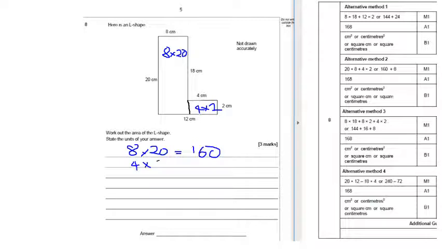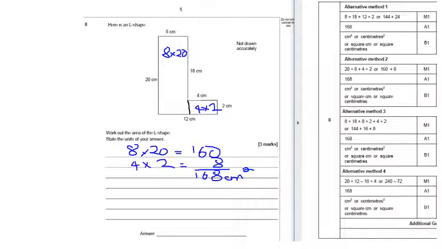4 times 2 equals 8. Answer 168 cm squared, because we've timed 8 cm by 20, so our answer is cm squared.